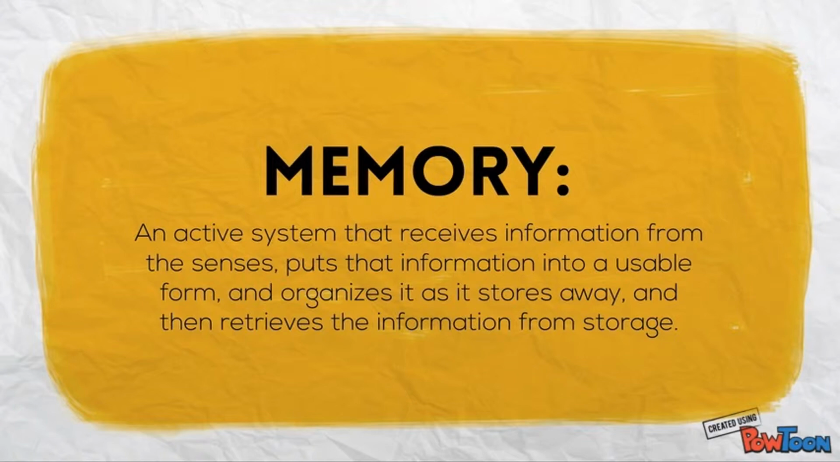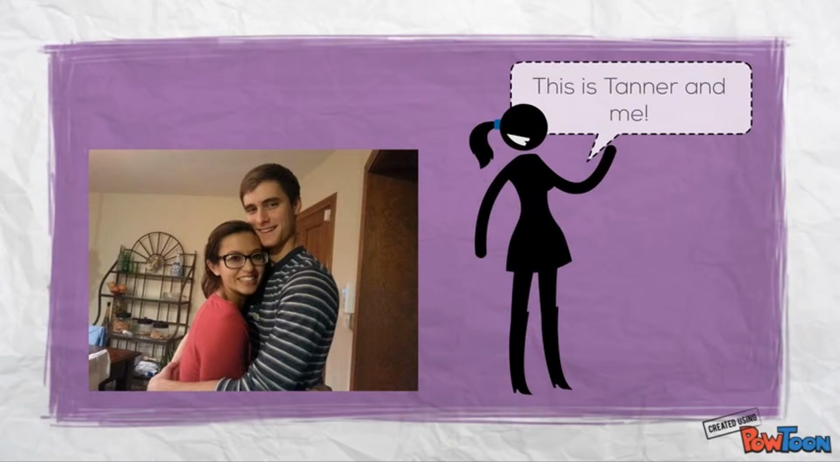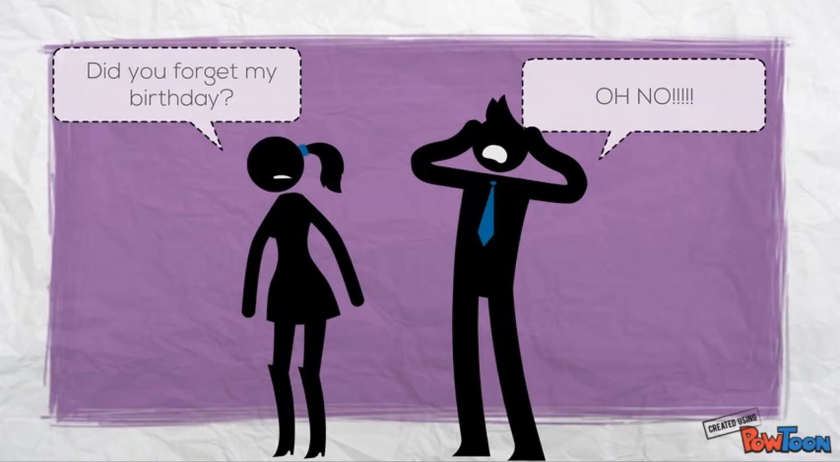So let's look at another example. This is Tanner, my special guy friend. Now, Tanner and I celebrate each other's birthdays and anniversaries. And he knows if he forgets something like my birthday, he's in for some trouble. But why would he forget? If it were something important to him, then he should be able to remember, right?